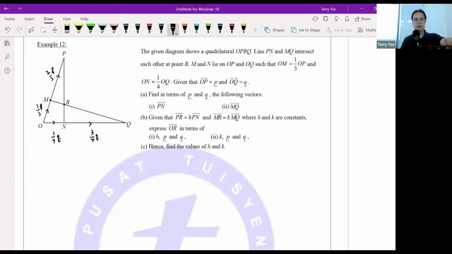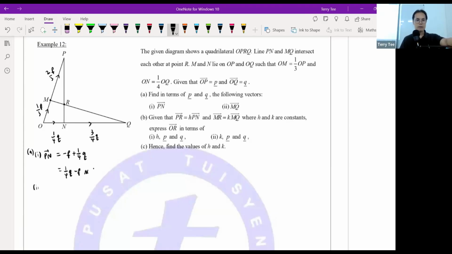Okay, I want to find vector PN. For me to go from P to N, we go P to O, O to N. So this is minus p plus a quarter q. Minus p plus a quarter q. So we can write this as 1 quarter q minus p.